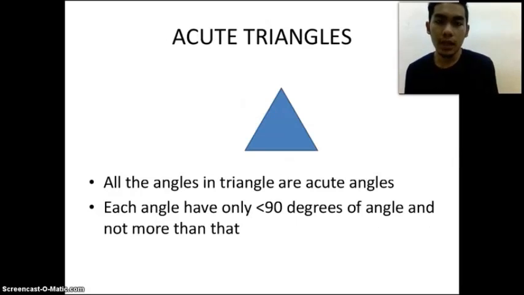Next, acute triangles. These triangles have all angles below 90 degrees. So each of them is below 90 degrees, but we can say that each angle has 60 degrees, so the total is 180 degrees, and this angle is also not more than 90 degrees, and this is called an acute triangle.